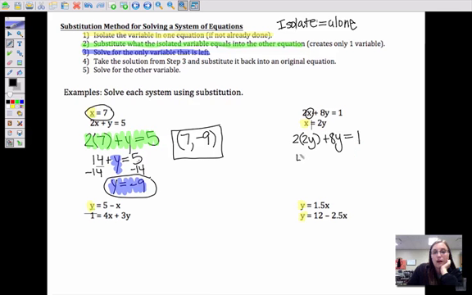2 times 2y is 4y plus 8y equals 1. So I need to solve for the y in this case. Notice I met my goal. I have only one variable left. That's what I want to do, because it's easy to solve for one variable at a time. That's what we did all the way back in the first unit.